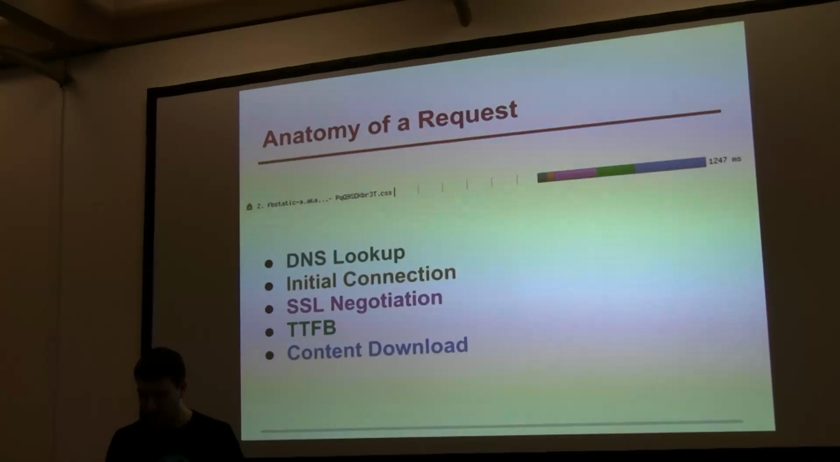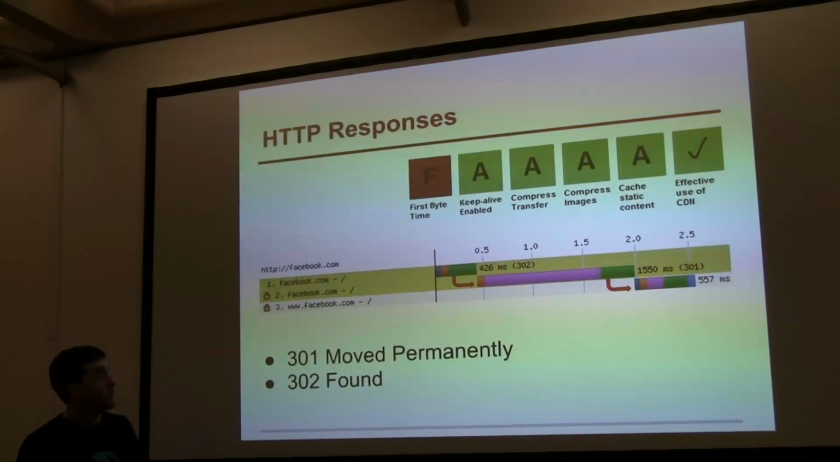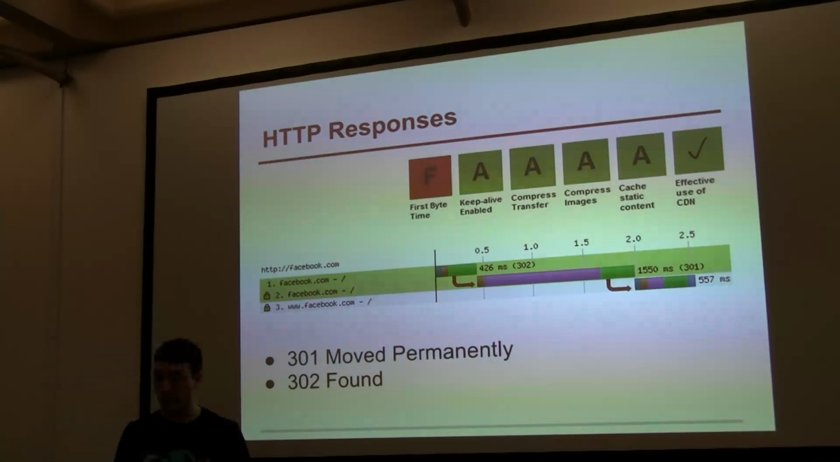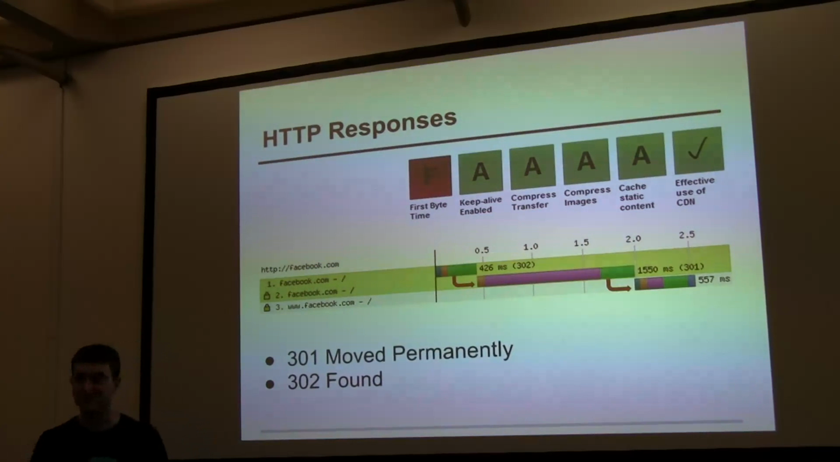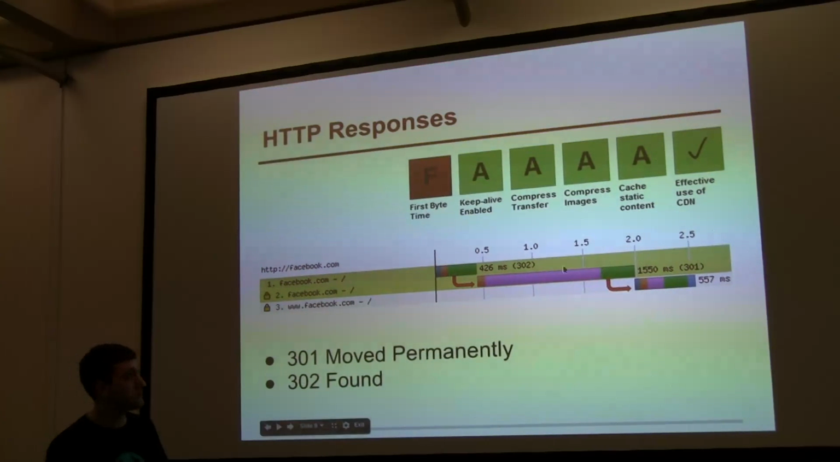Okay, so moving on. We looked at requests, and now we're going to look at responses. For every request, there's a response. Sometimes they're in the affirmative, sometimes they're in the negative. In this case, we're seeing some yellow business. 302s and 301s. These are the HTTP status codes here.